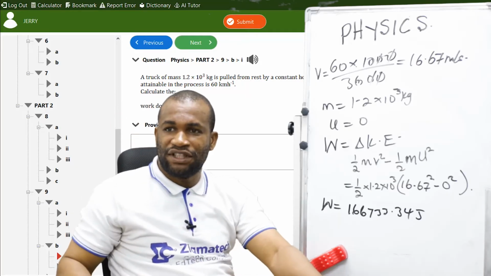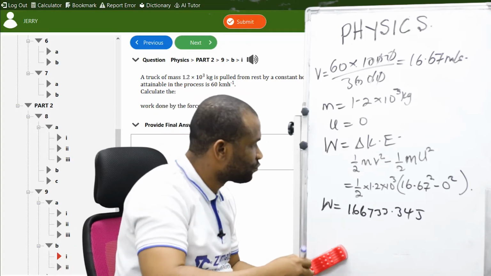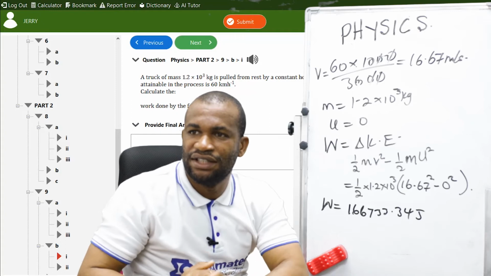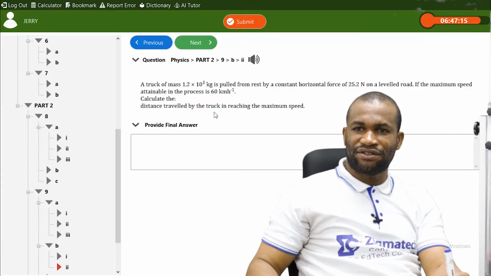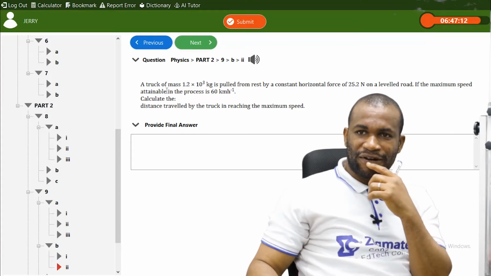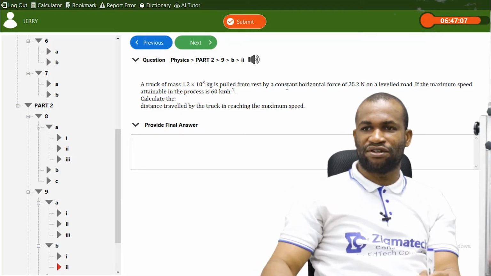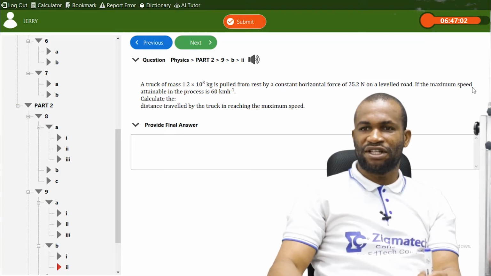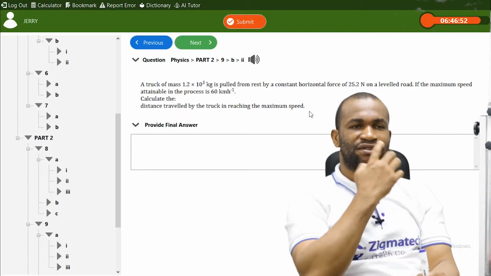All right, the next question says, a truck of mass 1.2 times 10 raised to the power 3 kg is pulled from rest by a constant horizontal force of 25.2 Newton on a horizontal level road. If the maximum speed attainable in the process is 60 kilometers per hour, calculate the distance traveled by the truck in reaching the maximum speed.